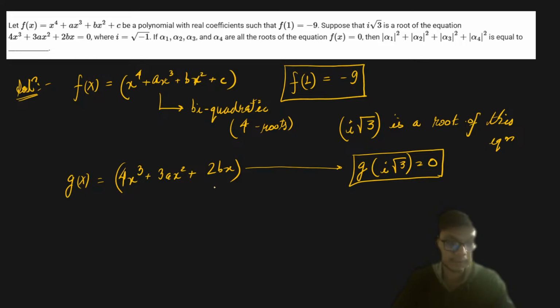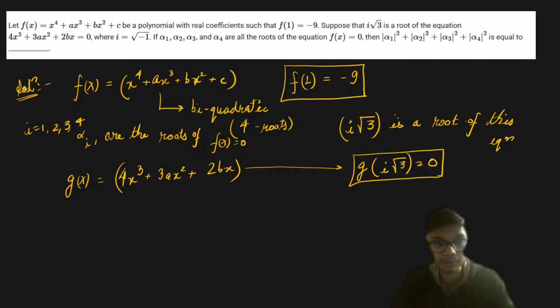Now you have to figure out that alpha 1, alpha 2, alpha 3 and alpha 4 are the roots of this equation f of x equals 0. So the alpha i's are the roots of the equation f of x equals 0, where i goes from 1 to 4. Since this is a biquadratic equation, it will have 4 roots. So the 4 roots are alpha 1 to alpha 4, right?